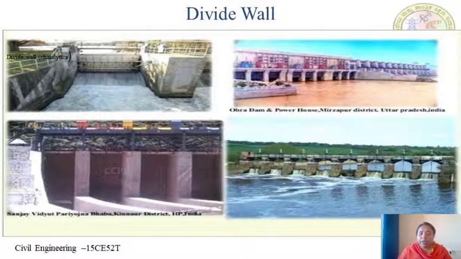It controls the eddy current or cross current in front of the canal head also. And it also provides a straight approach in front of the canal head. It also resists the overturning effect of the weir or barrage caused by the pressure of the impounding water, which is the most important point that has to be considered.